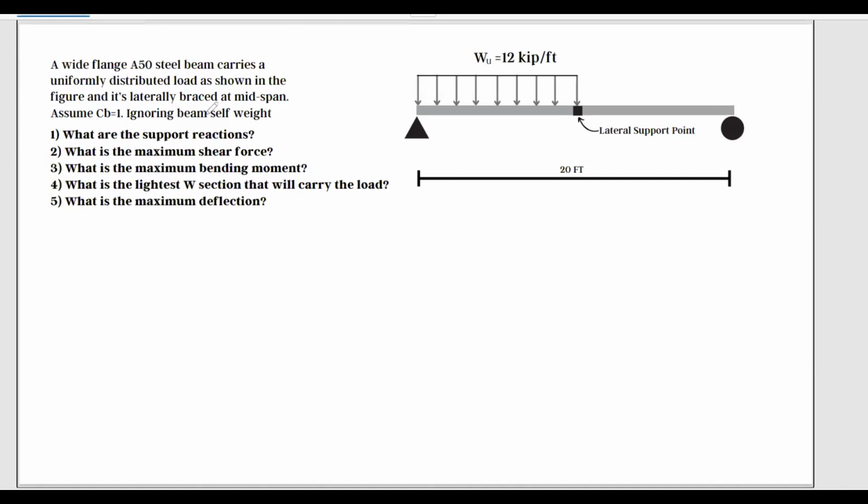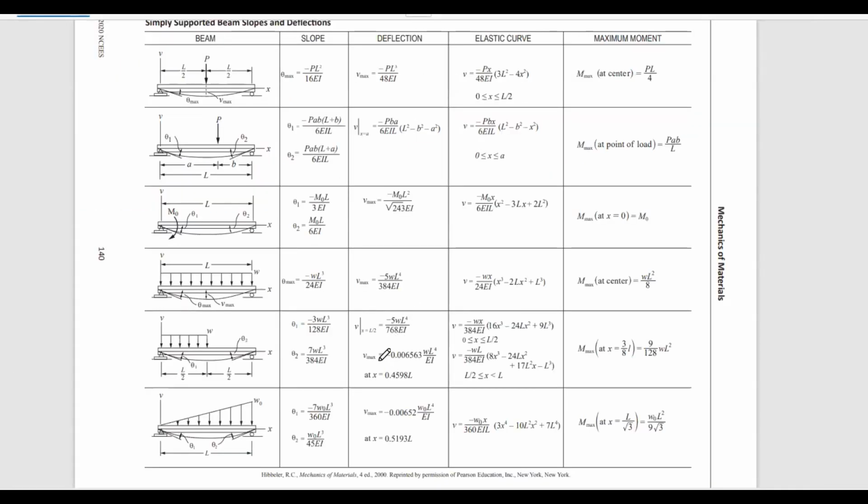But we are not asked at mid span. We're asked what is the maximum deflection. In this case, the maximum deflection is at this distance from the left support, and the maximum deflection is negative because it goes downwards: 0.006563 WL⁴ over the modulus of elasticity and moment of inertia, EI. So let's write this formula down.